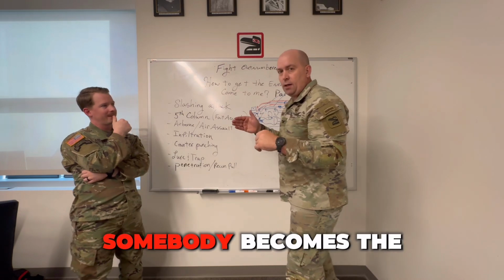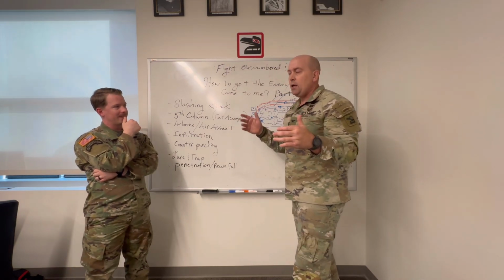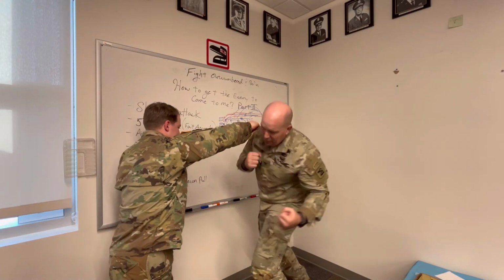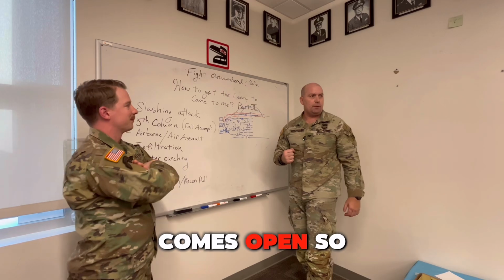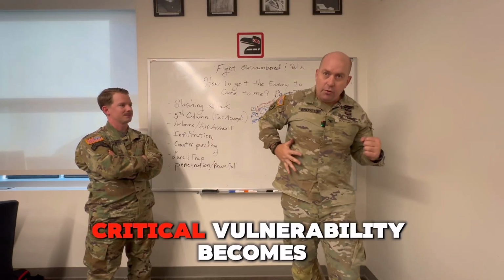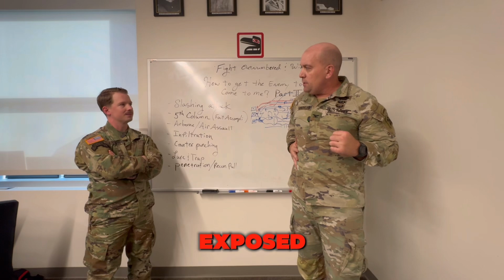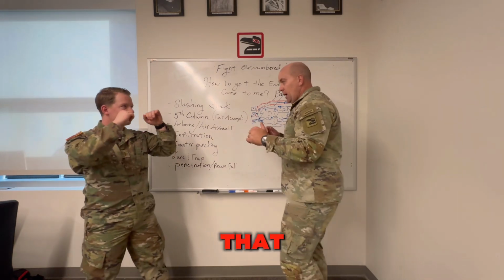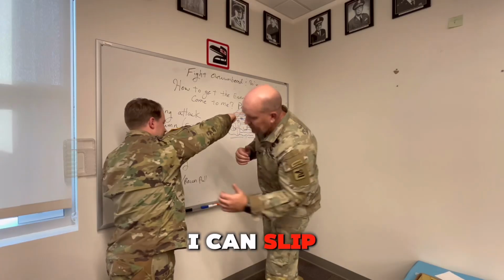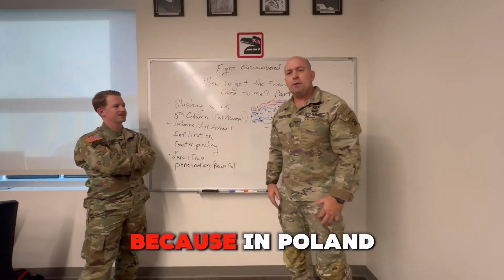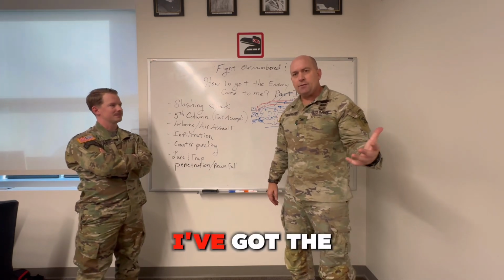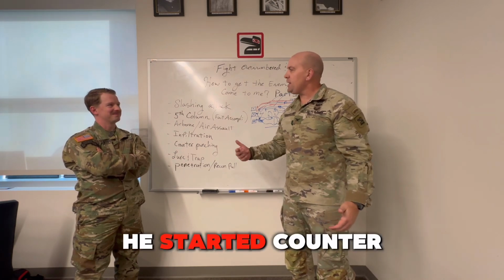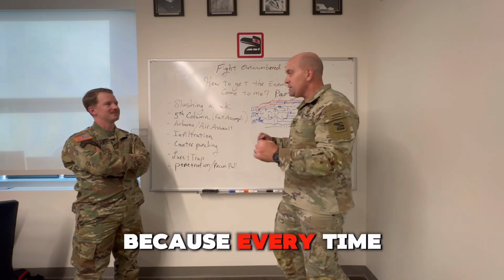The time when somebody becomes the most vulnerable is when they throw a punch. Like if you threw a right, and I slip it, your liver punch comes open. So when I throw my right, my critical vulnerability becomes exposed. So I need to bait you to throw a punch. If I can bait you to throw your right, and I can slip it, that's called counterpunching. I know this because in Poland, I got the crap beat out of me by this Croatian MMA fighter, and I couldn't realize why he was beating me up so much. He started counterpunching me. It got to the point where I didn't want to punch anymore because every time I'd punch, I'd get hit right back.